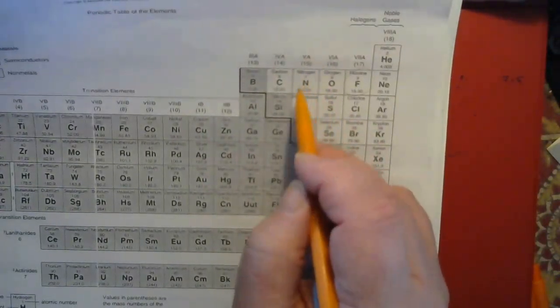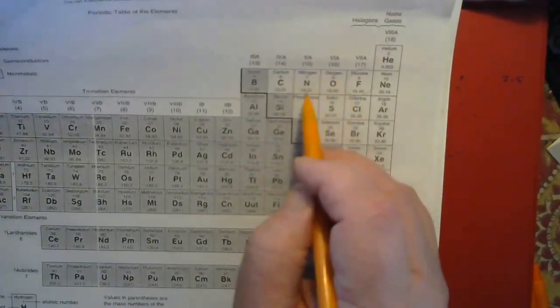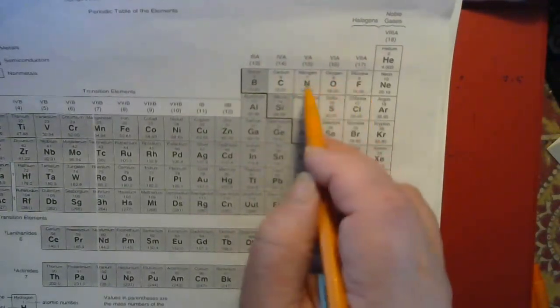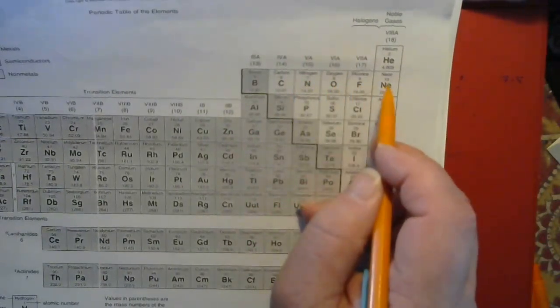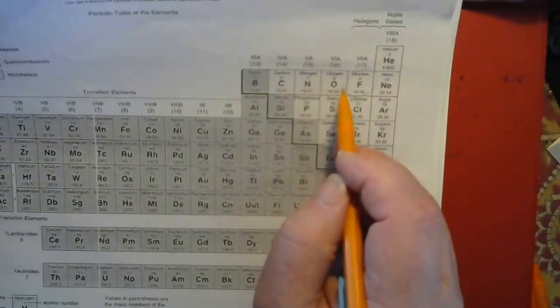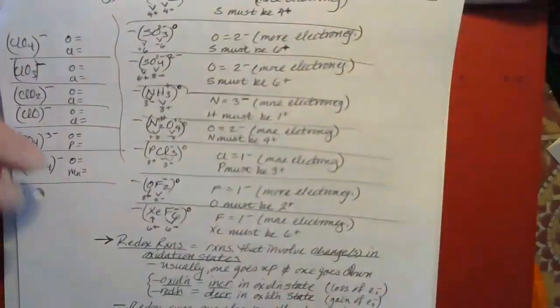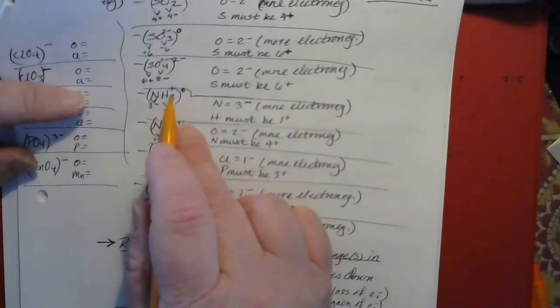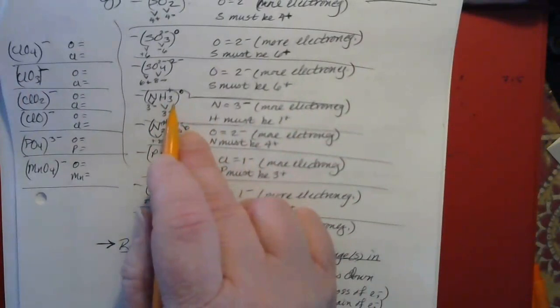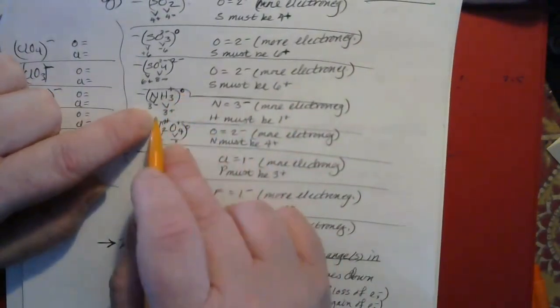Okay, and that's because basically it needs to gain 3 electrons to get to the same number of electrons as the next coming noble gas. 1, 2, 3. So N has a charge of minus 3 on it, and that leaves hydrogen to be, well, whatever it has to be in order to make the overall charge work out.